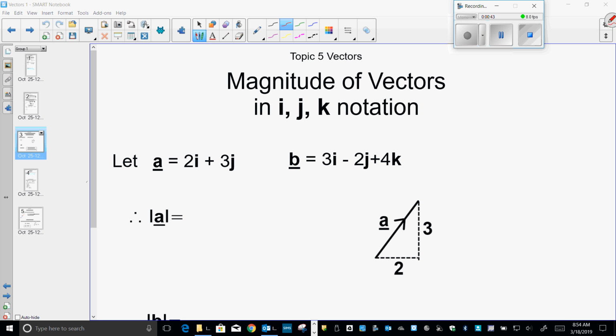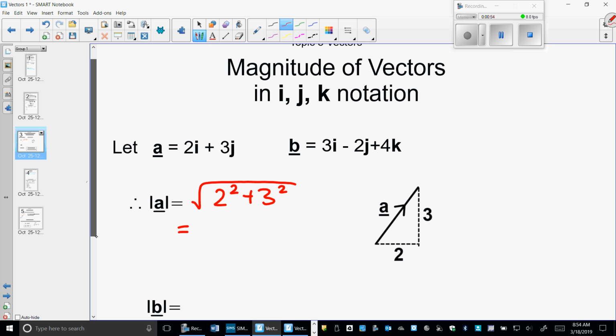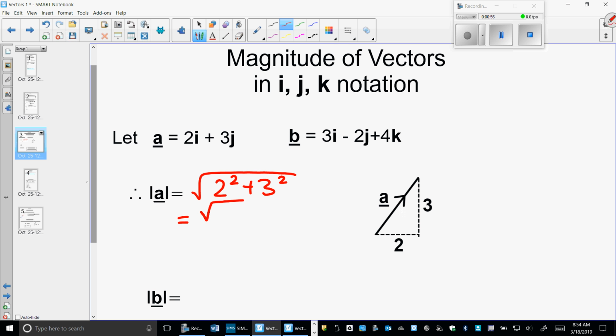So if I were to find the magnitude of A, it would literally be the square root of 2 squared plus 3 squared. If this was on the non-calculator paper, you would be leaving it in surd form. So this would be 4 plus 9, so that would be root 13. So you could leave it as root 13. To be honest, I would probably leave it in surd form for most things.